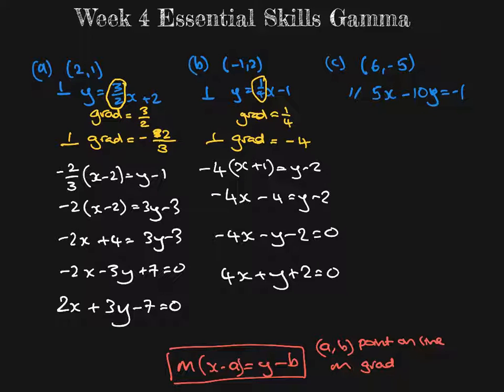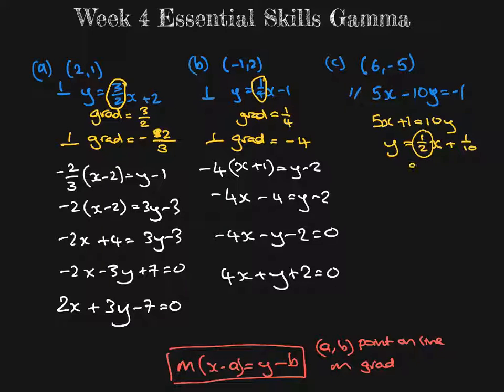Last one. Now sadly, this is not in the form y equals mx plus c, so I'm going to have to actually rearrange it. So what have we got? 5x plus 1 is 10y. And so that would give us y equals a half x plus a tenth.